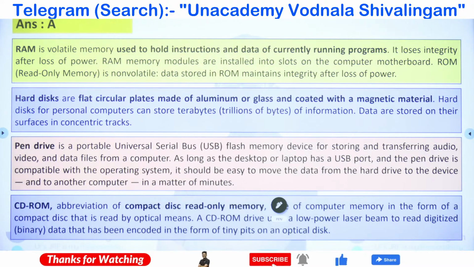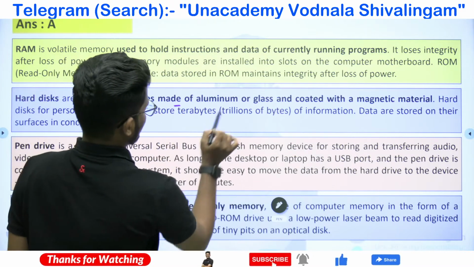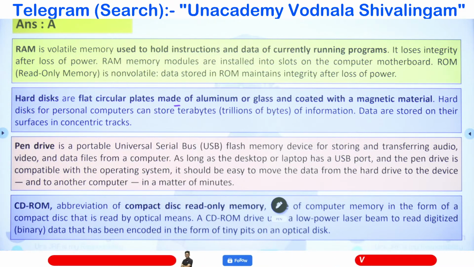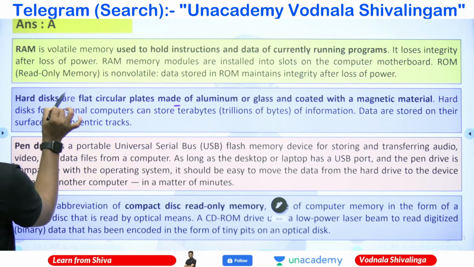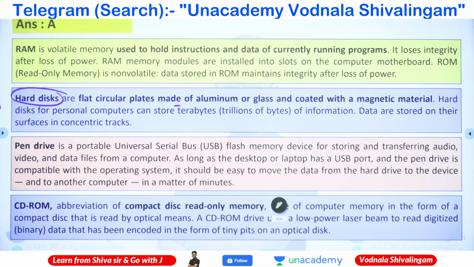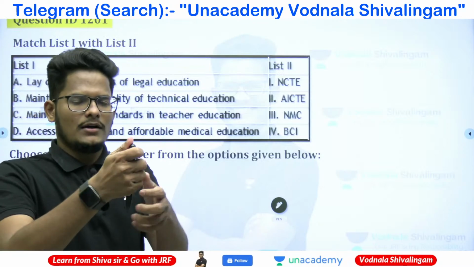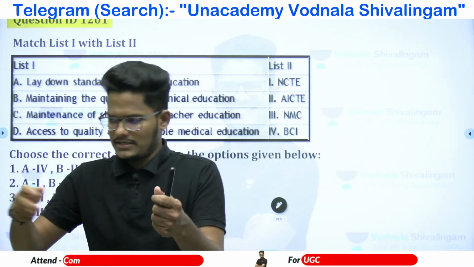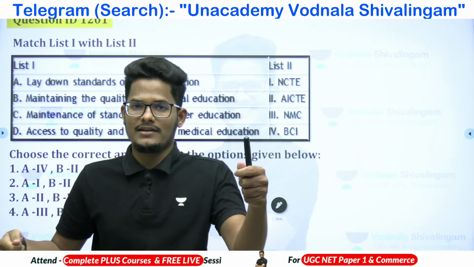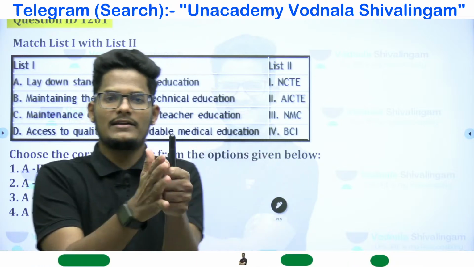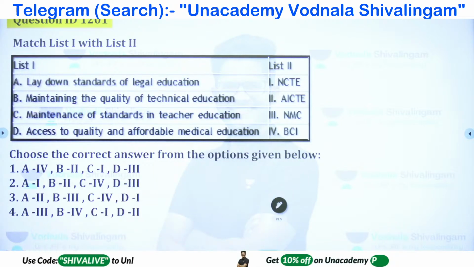Hard disks are a flat circular plate made with aluminium or glass coated with a magnetic material. That is why external hard disks are made up of magnetic material. If you take any iron related things near the hard disk, it will get attracted because magnetic material is there inside it.